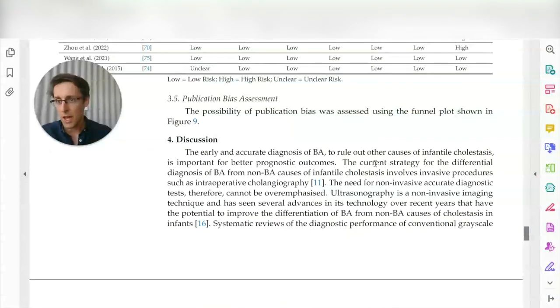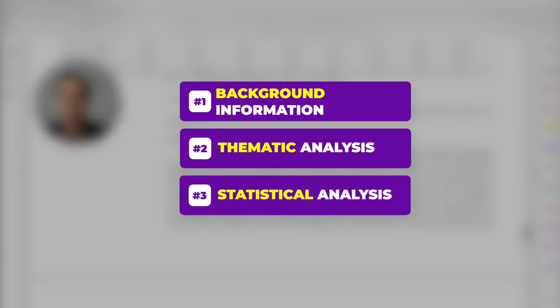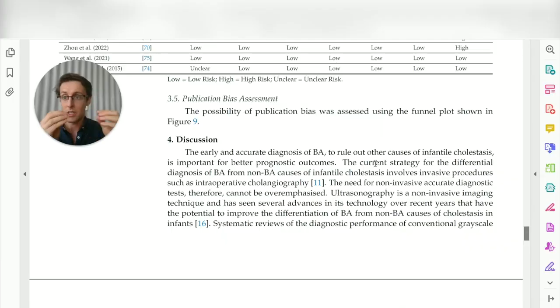So just to recap, the results, if you have a systematic review and a meta-analysis done together, the first section of the results will be background information about the studies, where these studies were conducted, how many, and so on. And then the first few sections, depending on your research question and what you're trying to achieve, will be a thematic analysis of the included studies and the data. And then the following section or sections will be about the statistical analysis, about the meta-analysis of these studies. So that's really the main difference, is just putting the two together, a systematic review and a meta-analysis.